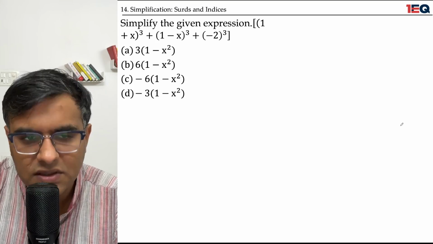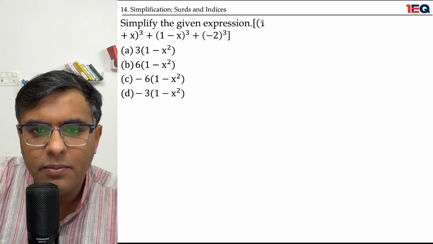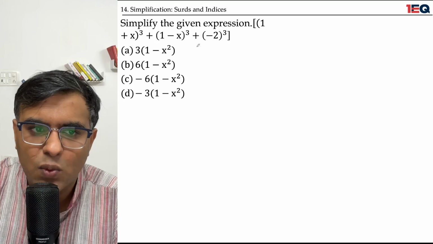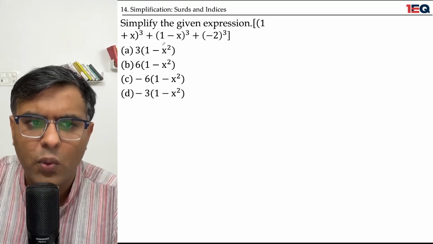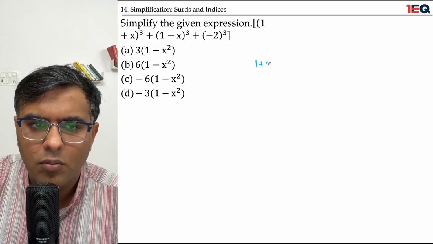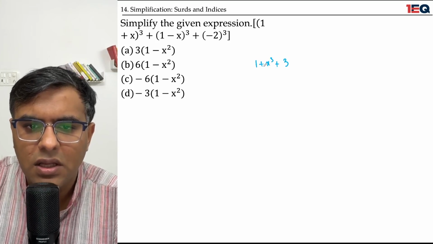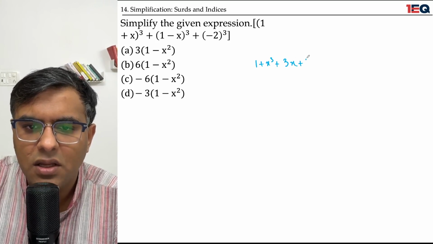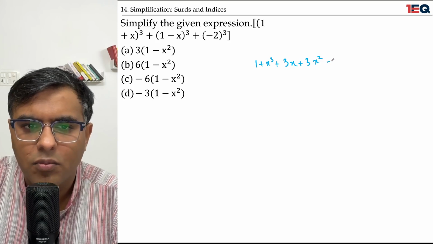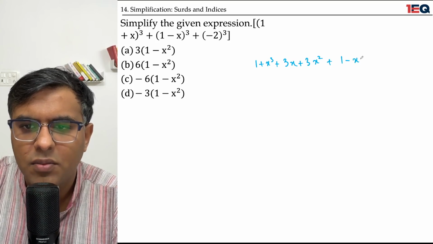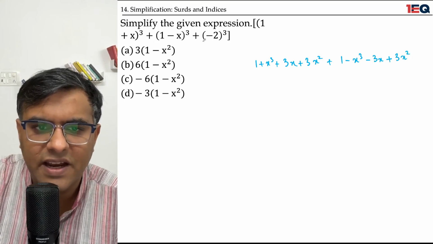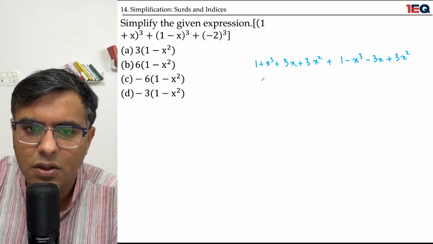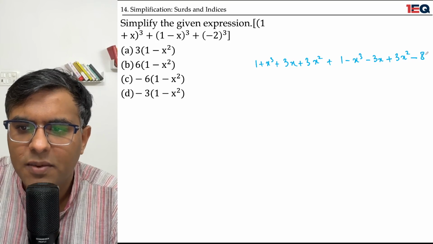Now there is a question of surds and indices. What we'll be doing is, we'll be expanding the term whatever is given to us. It says (1 plus x) whole cube. I'll be simply expanding it down because there is no multiplication, so I won't be afraid of it. (1 plus x) whole cube: 1 plus x cube plus 3a square b plus 3ab square plus a cube minus b cube minus 3a square b plus 3ab square. This is the second bracket, and then there is a minus 8 over here. Okay, because minus 2 when cubed down would give me minus 8.